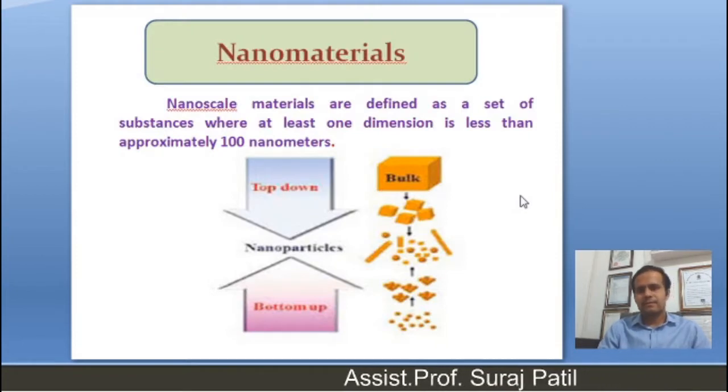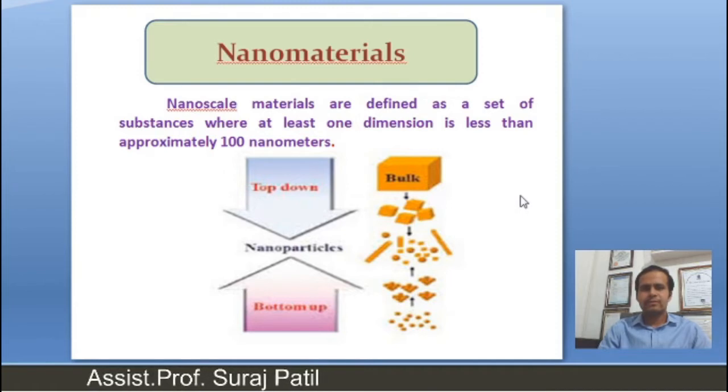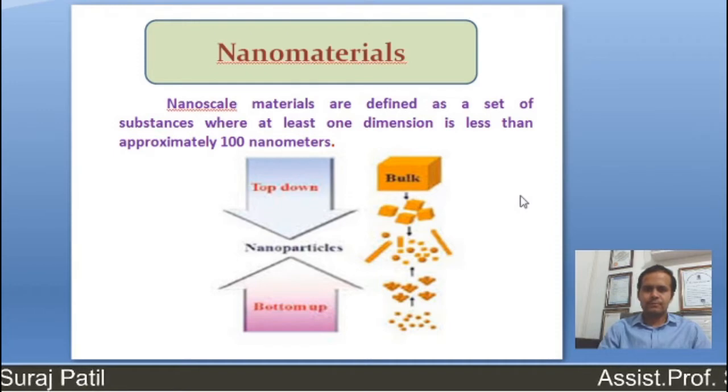What are nanomaterials? Basically, nanomaterials means the substances for which the scale is in nano, that means up to 100 nanometers range. The materials that have at least one dimension in the range of nanometers are known as nanomaterials. That we can see here.